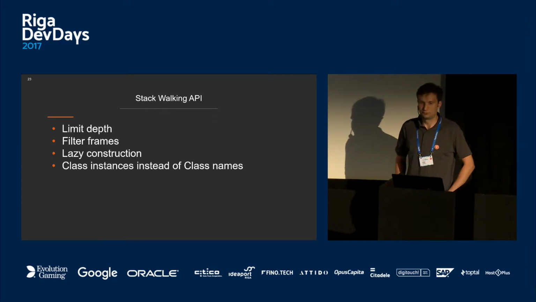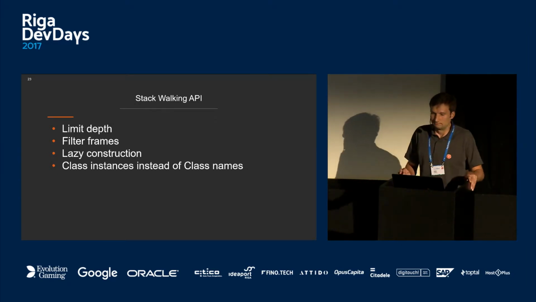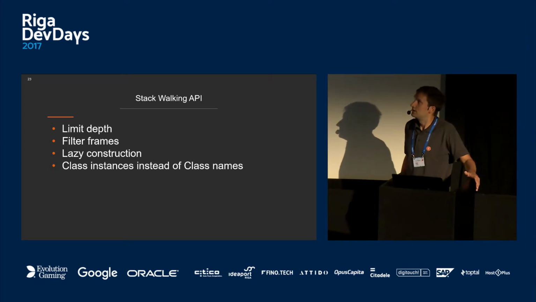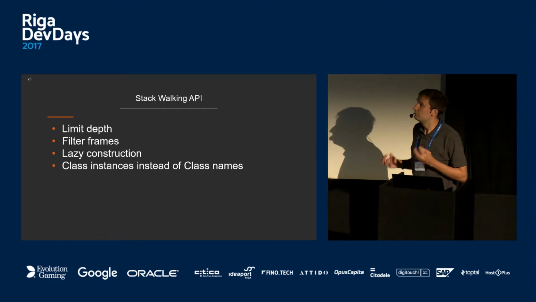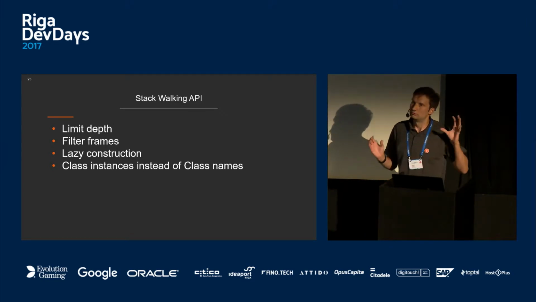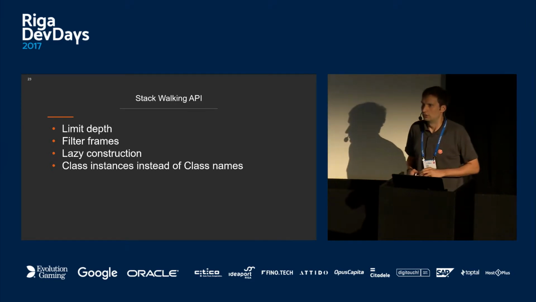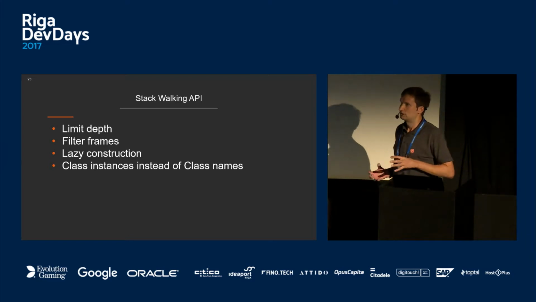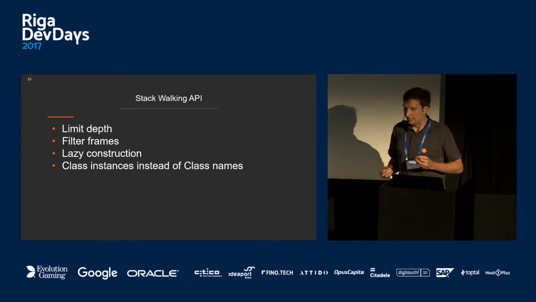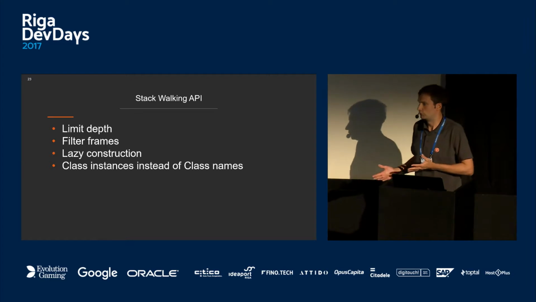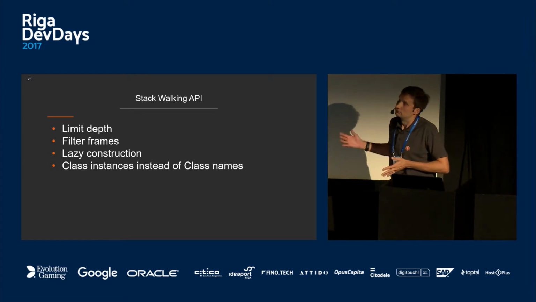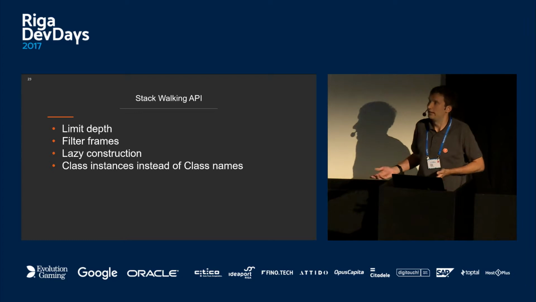Okay, we've seen a number of use cases where the standard stack walking API doesn't work. Ideally, there should be a completely new API that allows working with only a limited number of frames, for example the top 10 or so, to find frames matching the given criteria. The information should be obtained lazily. For example, if you don't require file name and line number, why spend time getting it?